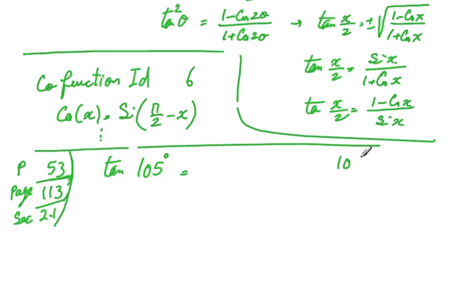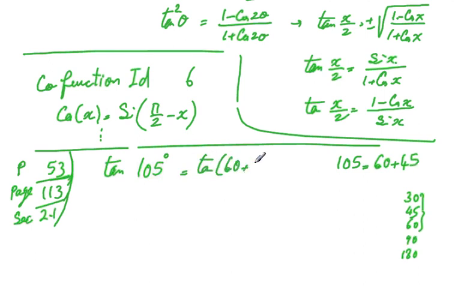So we think about 105. Who are we comfortable with? We are comfortable with 30, 45, 60, and of course you can handle 90, 180, and so on. These are building blocks of much of what we are doing. So 105 can be written as what? So that's how we approach it. So this is tangent of 60 plus 45, which is tangent of 60 plus tangent of 45. What else should I do? Divide by, minus.